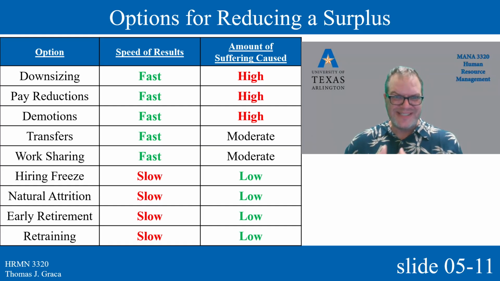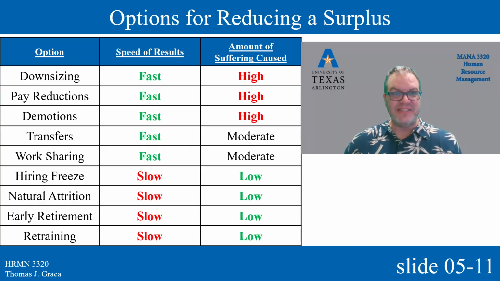I work for the government. I work for the university. Government employees are traditionally those that stick around forever, especially at universities, right? And so if there's a surplus at UTA of management faculty, and they're waiting for it to happen through natural attrition, depending upon the ages of the faculty, it's going to be very, very slow. But again, the amount of suffering caused is low.